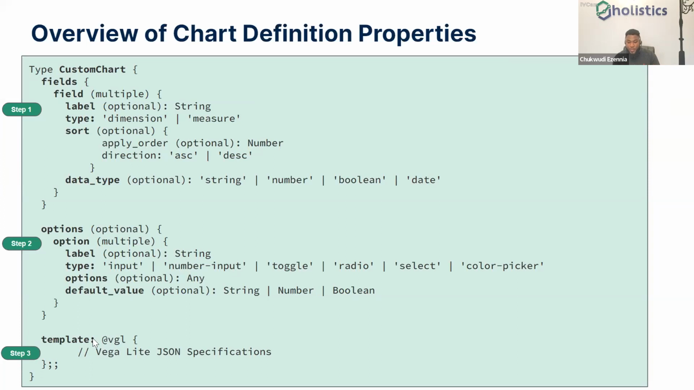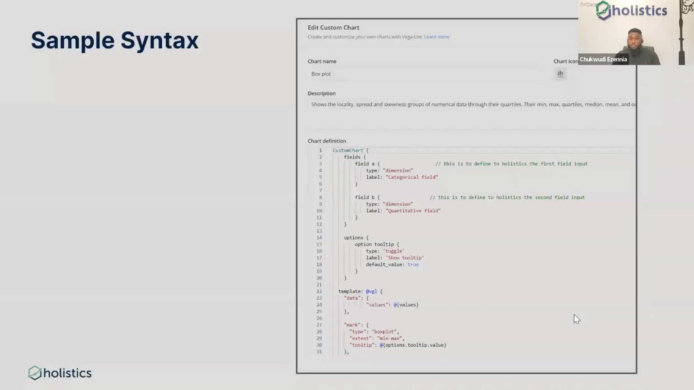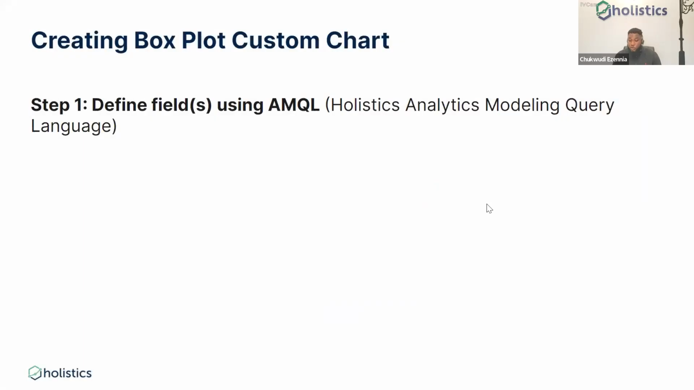And the last step, as we see, is the VegaLite templates that we get to adopt. This is just showing you a sample syntax in Holistics, just showing how all of this comes together. So the first step we're going to be looking at is how we define the fields in Holistics.